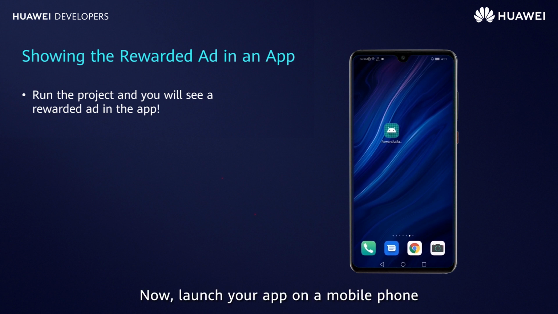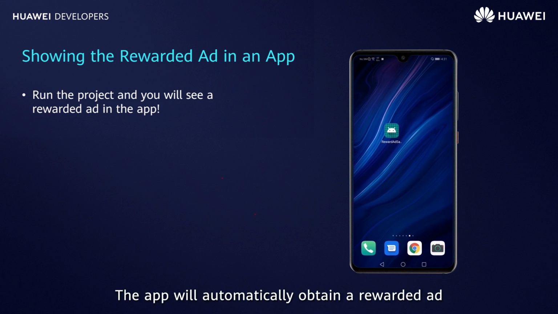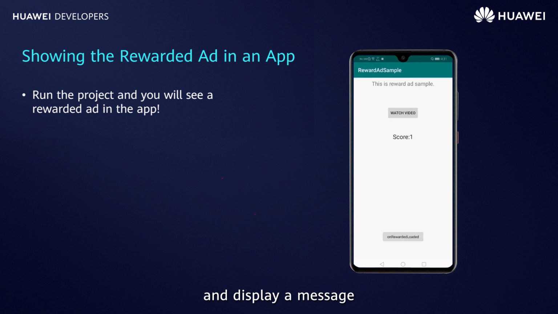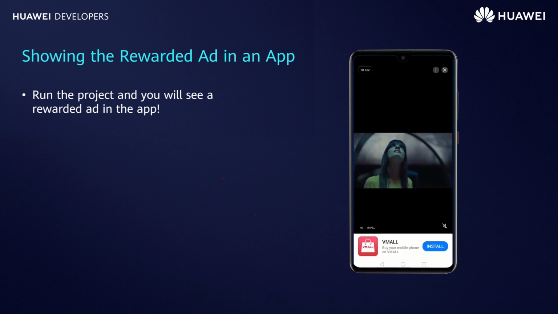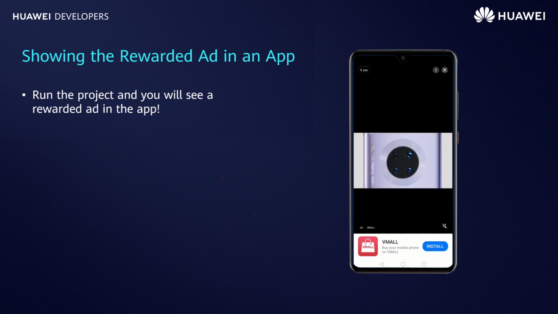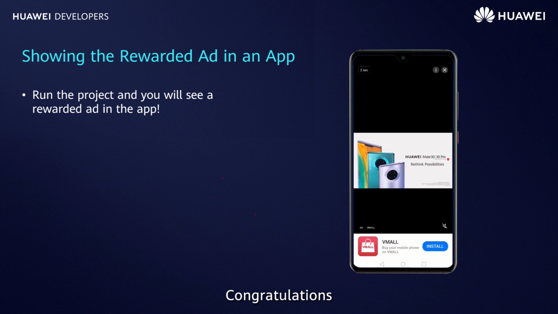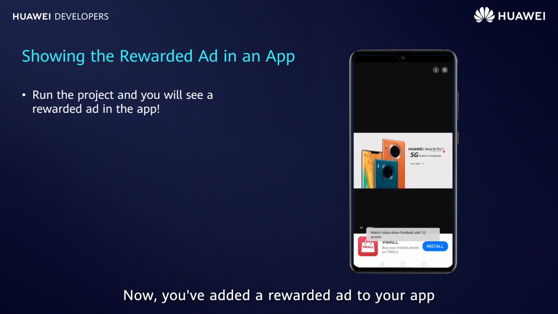Now launch your app on a mobile phone. The app will automatically obtain a rewarded ad and display a message. Once the ad is finished loading, let's watch the rewarded ad. Congratulations! Now you've added a rewarded ad to your app.